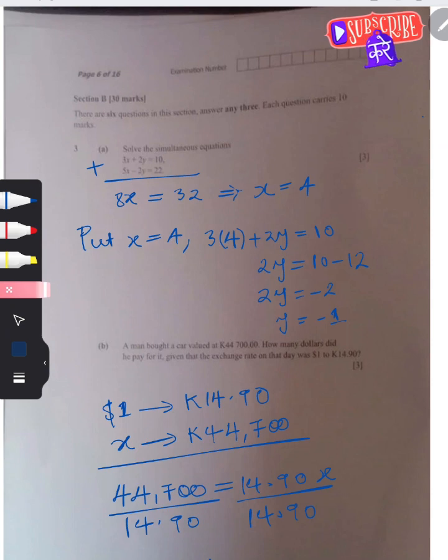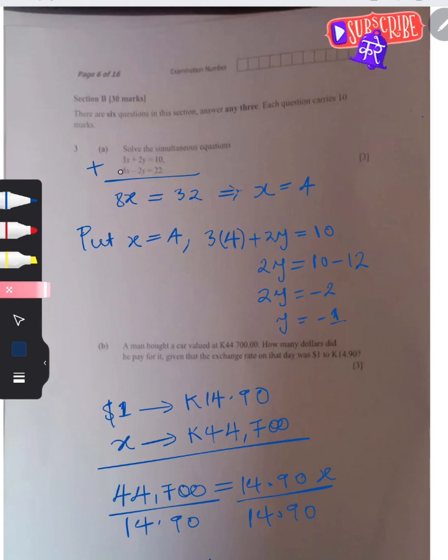The second question is from section B, part A, which says 3A, which says solve the simultaneous equations. Now we have 3x plus 2y equal to 10, and another equation is 5x minus 2y equal to 22. Now, by observing the terms that are involved in these equations, you can see that the first one has 2y and the other one has negative 2y. So we can add the two equations and get rid of y, which we call elimination method.